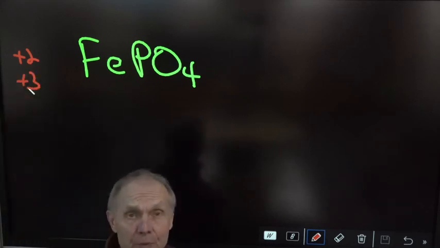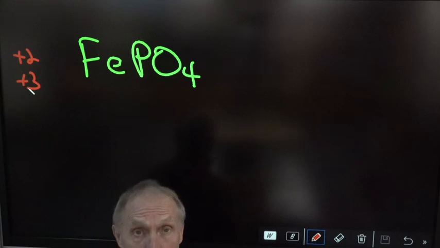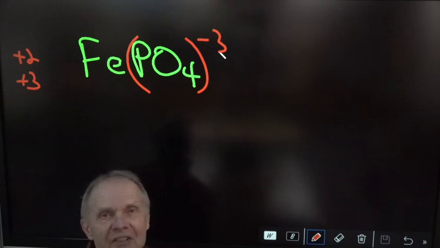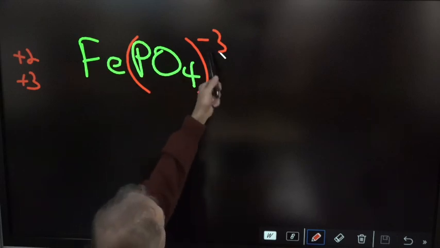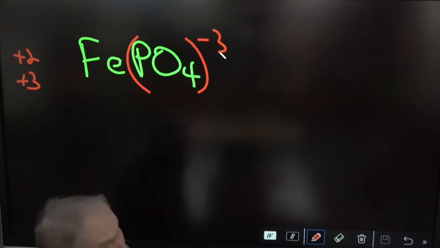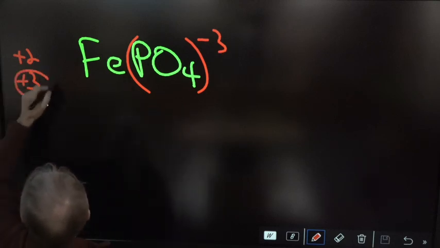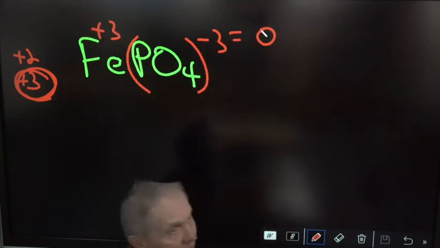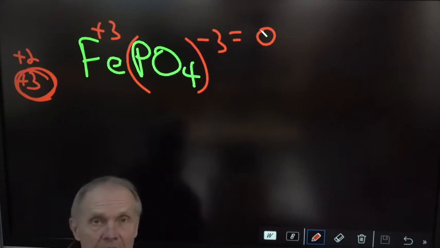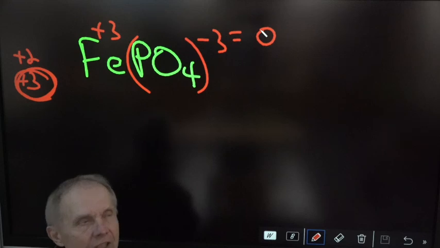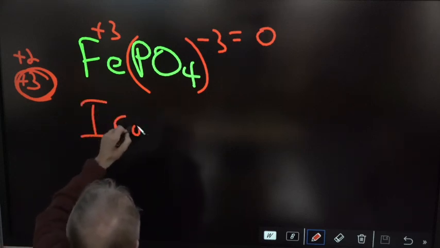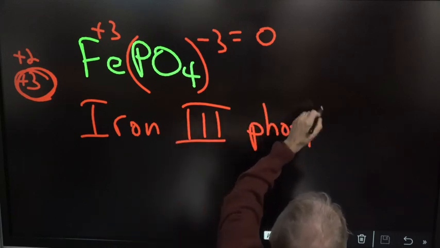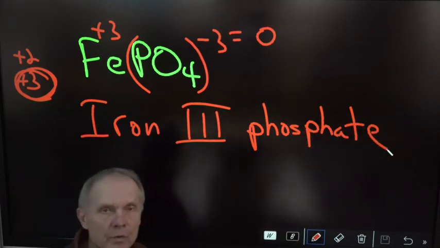Well, how do you figure out if it's a +2 or +3? You got to look and see what it's hooked to. In this case, it's hooked to phosphate that has a -3. So if there's one phosphate with a -3 and there's only one iron, then that iron has to be a +3. So this has to be a +3. +3 and -3 equals 0. And the name is not iron phosphate. You have to tell what the charge is. This is iron, Roman numeral 3 phosphate.